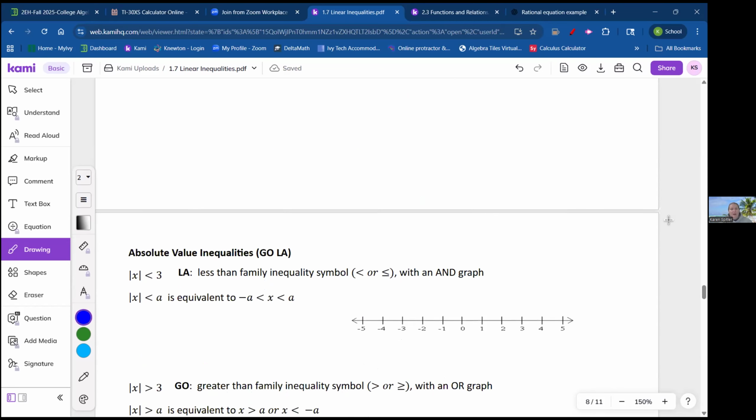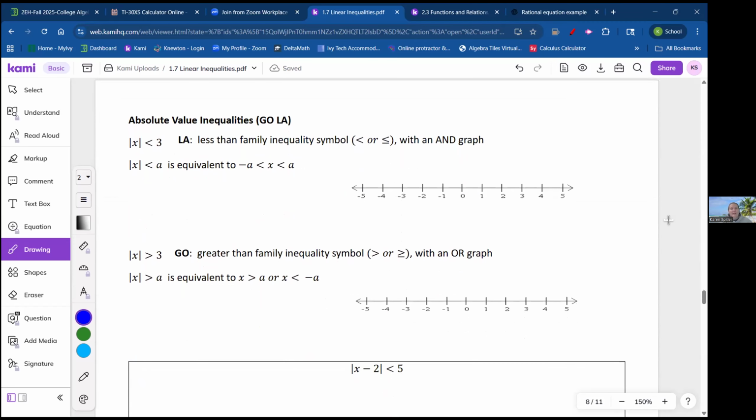Okay. Our next set of inequalities is absolute value inequalities. I teach this using an acronym called GO-LA. If you are a Lakers fan, it's going to be easy for you to remember because it's like, yeah, go Lakers, right? But there you go. So it's an acronym. GO stands for the greater than family with an or graph. LA stands for the less than family inequality symbols with an and graph.